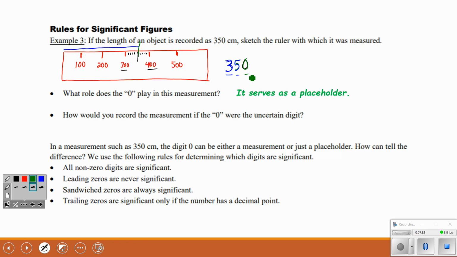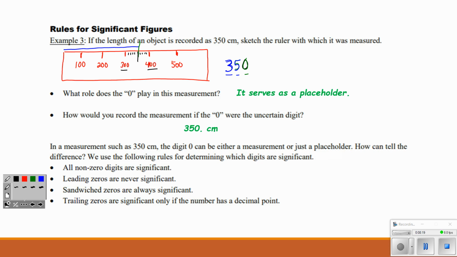The way we would express that is we would have to put a decimal place after that 0. That decimal place is solidifying the fact that that 0 lands exactly on point. You have 350 and that 0 is your estimated digit. So when you are counting significant figures in any measurement, you count all of your known digits plus your one estimated digit.